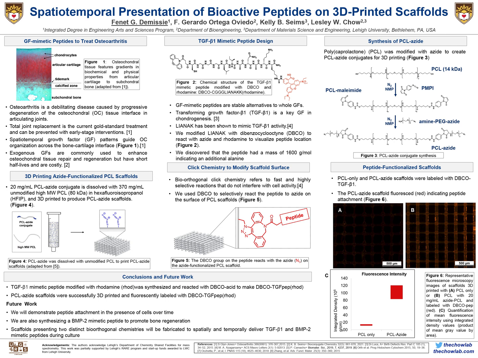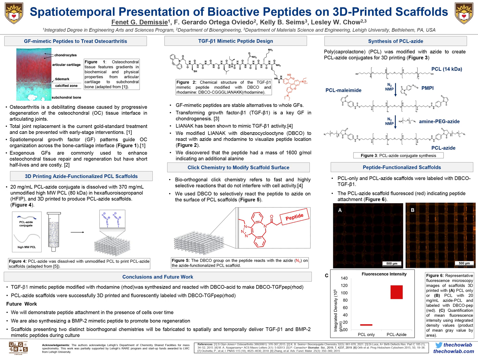To conclude, in this study, we synthesized the TGF beta 1 mimetic peptide, and we modified it with rhodamine and also DBCO. We also successfully synthesized our PCL azide scaffolds, 3D printed with them, and fluorescently labeled them. Future work is going to be to repeat this study and demonstrate the peptide attachment in the presence of cells over time. The over time component will be the temporal part of our spatiotemporal study.